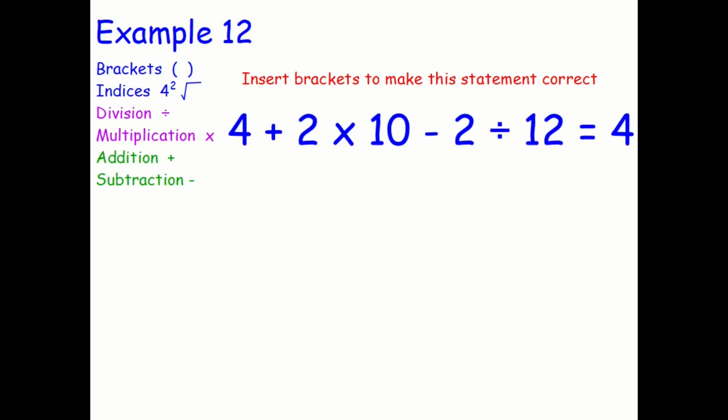And example 12, insert brackets to make this statement correct. So we've got a lot going on here. 4 plus 2 times 10, take away 2 divided by 12 is equal to 4. It's just a matter of having a little play around to see where those brackets might go. So let's have a look. We've got a times here. Well, if I do the times first, that would give me 20, and 4 plus 20.